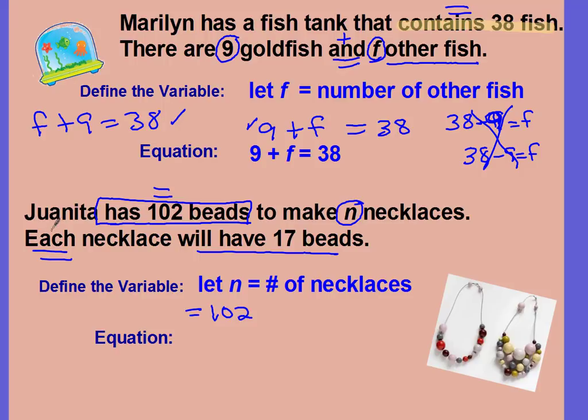This "each" is our clue word that means to multiply. So each necklace will have 17 beads. So that's going to be 17 times N. Actually, I should use a dot here. 17 times N, 17 beads times the number of necklaces equals 102. And that is correct.